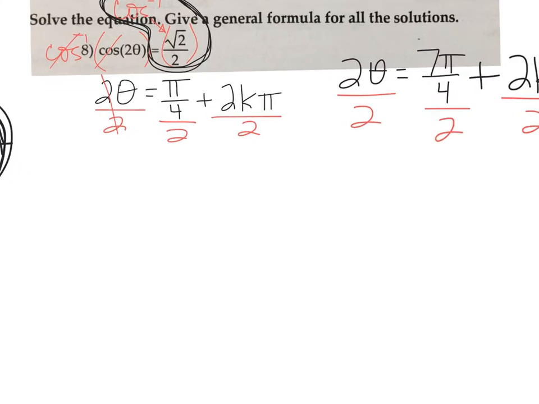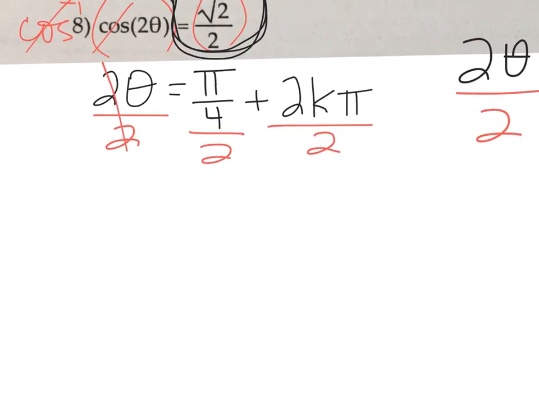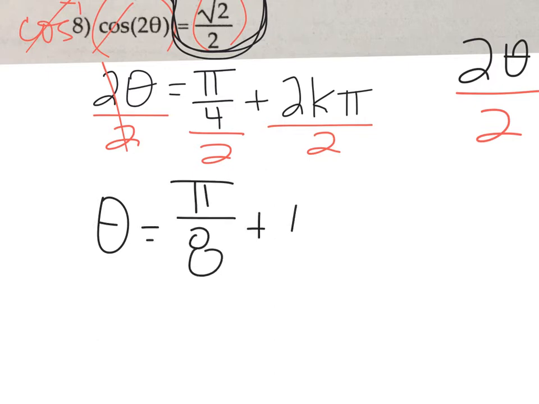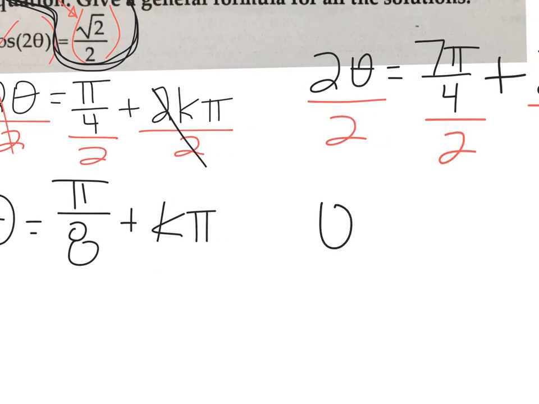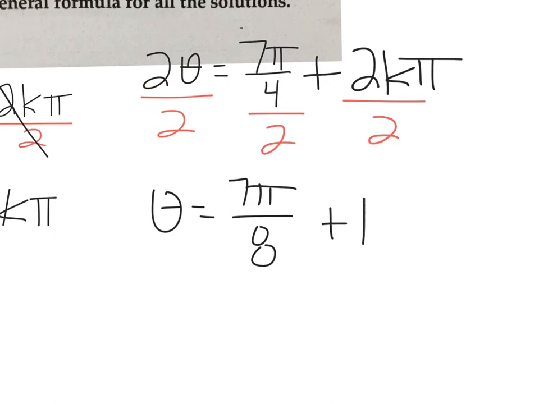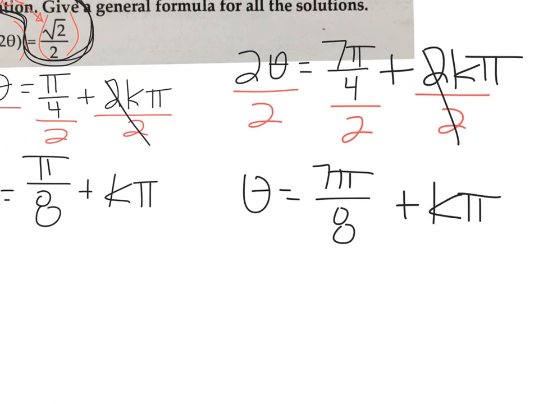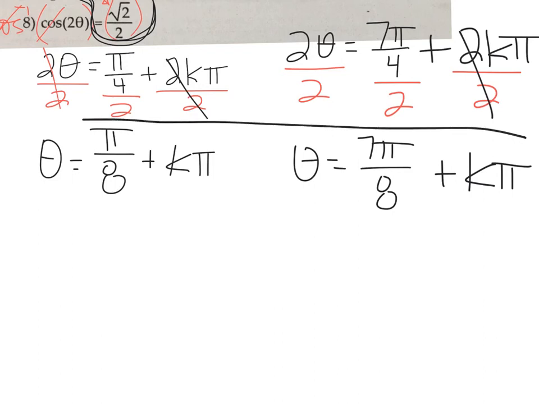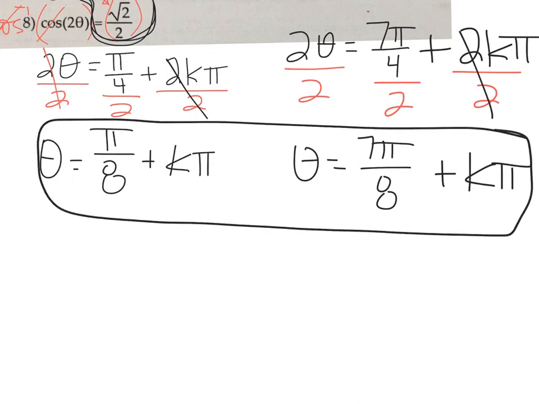So I'm dividing everything by 2, which leads me to an answer of pi over 4 divided by 2, which is pi over 8, plus k pi, because the 2 cancels out. And the other one is 7 pi over 8 plus k pi also. So now I'm going halfway around the unit circle and I'm getting new answers every time, rather than going all the way around the unit circle to get a new answer. So when we do this in general, you have to write out the general solution first and then get rid of your multiple angle stuff. Just like that.